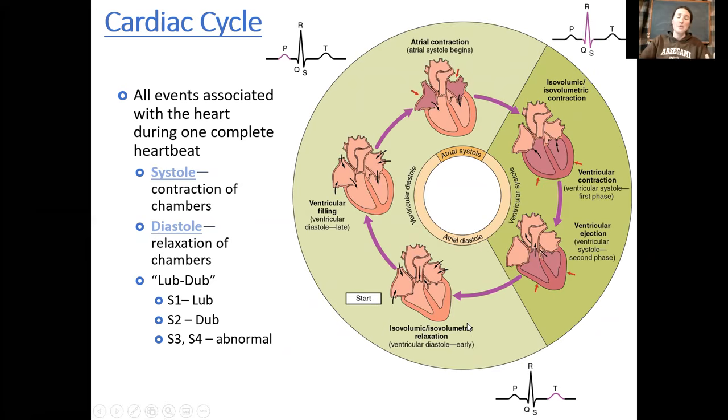A couple more terms that you have to know before we jump into this entirely. The term systole means the contraction phase of the chambers. Both the atria and the ventricles undergo a systolic phase, a phase of contraction. Similarly, both the atria and the ventricles undergo a phase of relaxation. So when the muscle cells stretch out, relaxing and allowing a lot more blood to enter those chambers. The relaxation phase is called diastole.